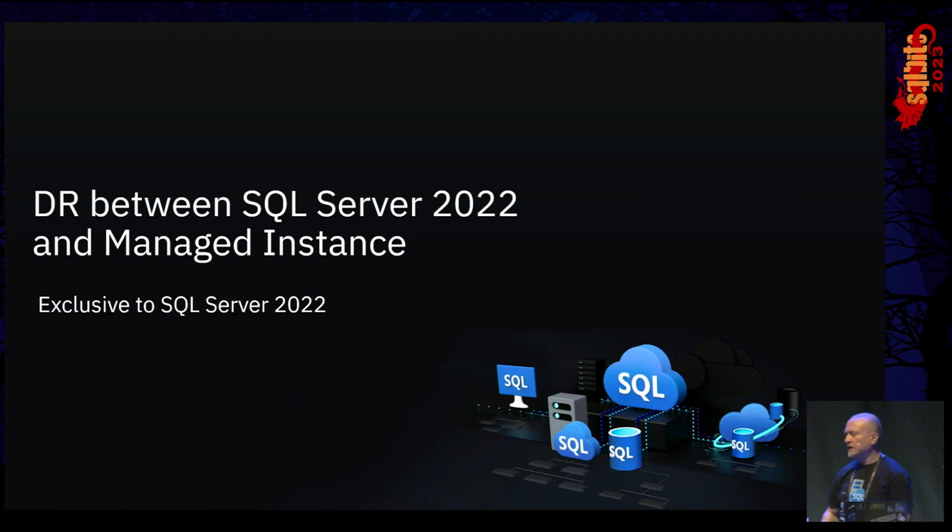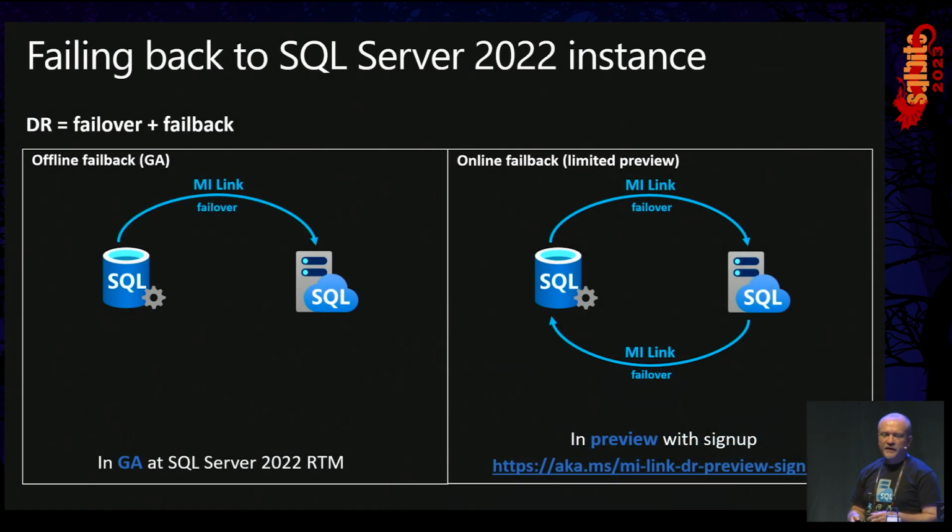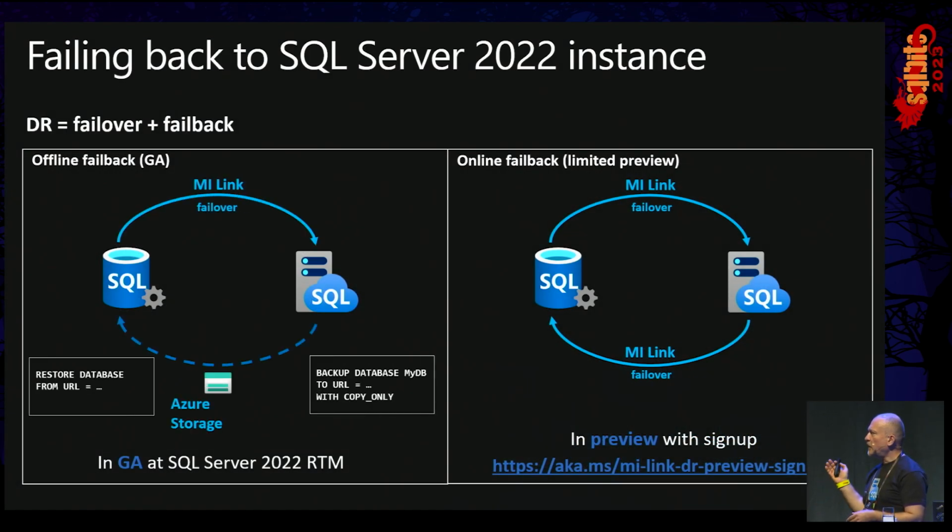Now in this section, I'd like to talk about disaster recovery between SQL Server 2022 and Managed Instance. That's the ability to do all of this in reverse and to go back. There are two ways you can do that. We call that offline failover, which is in GA today, and then the online failover, which is in preview today. What offline means is that on any managed instance worldwide, you can now take a backup and natively restore it to SQL Server 2022.